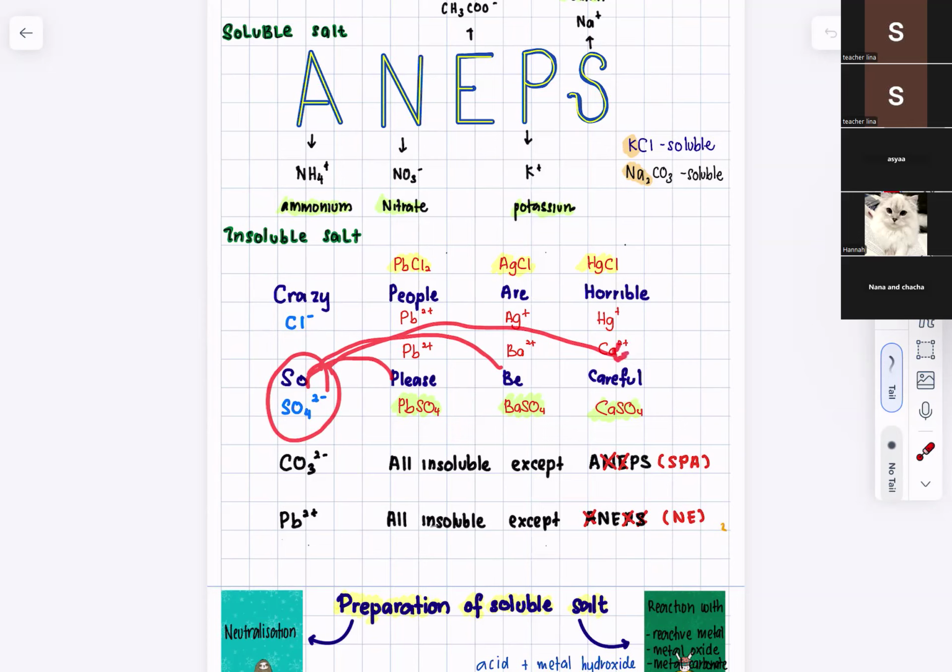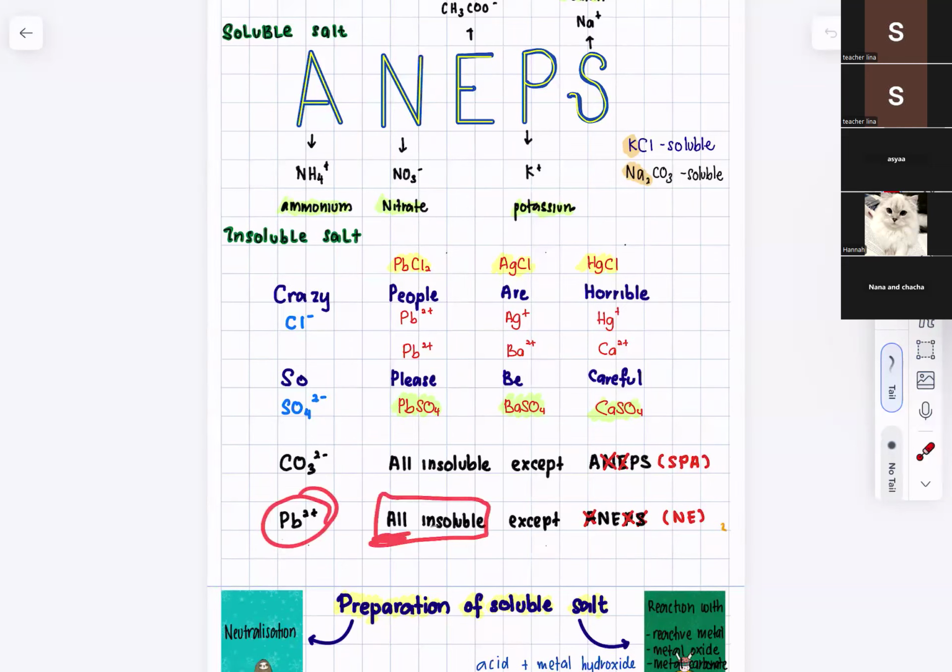No. So if no, that one is soluble. Is it clear, Chacha? Yes. Silver, only chloride is insoluble. Okay, now lead II iodide. Soluble or insoluble? Insoluble, sir. Lead, this one, all insoluble, right?